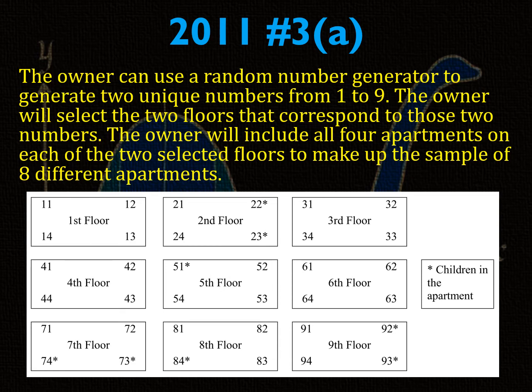So in this case, the owner can use a random number generator to generate 2 unique numbers from 1 to 9, where each number corresponds to the floor. Once the owner selects those 2 numbers, the owner will include all 4 apartments of the 2 selected floors to make up the sample of 8 different apartments. So for example, if the owner randomly selects the 3rd floor and the 5th floor, she will take everyone in the 3rd floor, which is apartments 31, 32, 33, and 34, and everyone on the 5th floor, which is 51, 52, 53, and 54.